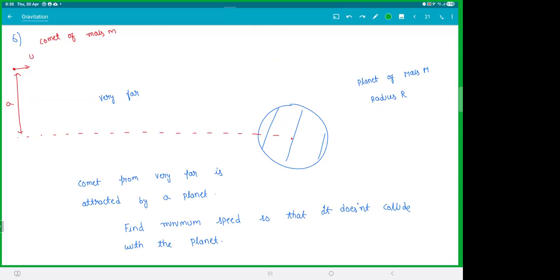Find the minimum speed of the comet so that it doesn't collide with the planet. It's a decent mains level question. It would be a little on the higher side for mains, and for advanced it is an easy question. At least get me the equations. You'll still get a decent answer though.